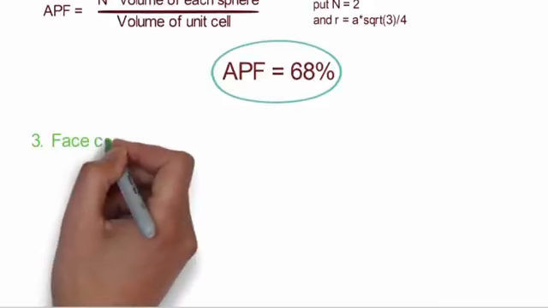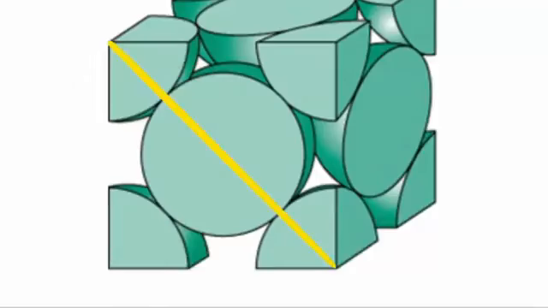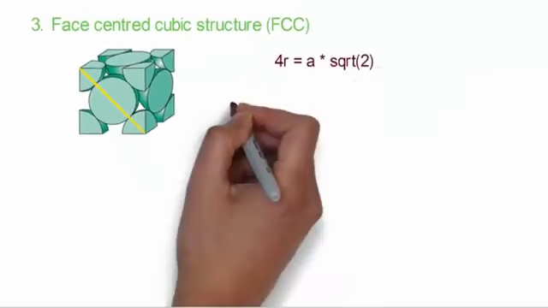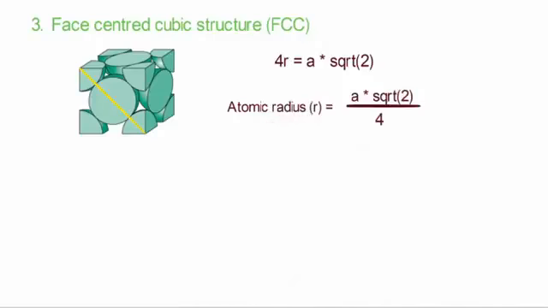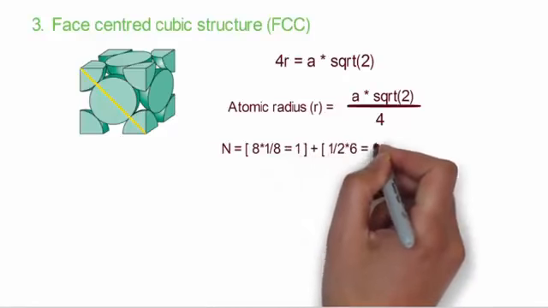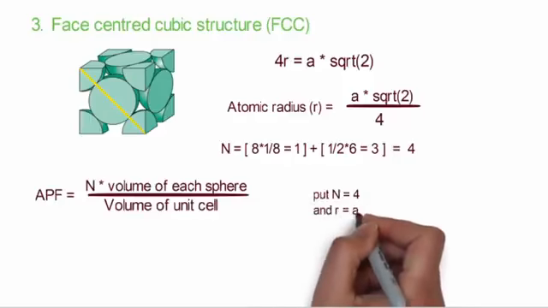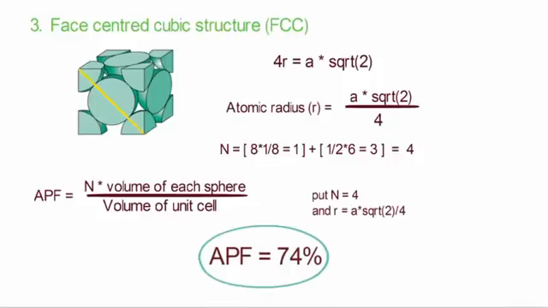Similarly, we can calculate packing efficiency of face-centered cubic structure. Here we can see the face diagonal, that is root 2 times A, is 4 times the radius of a sphere. So 4R equals A root 2 and atomic radius R equals A root 2 by 4. Here effective number of atoms inside a unit cell equals 4, that is 8 into 1 by 8 equals 1 at corners and half into 6 equals 3 at face centers. So putting all the values, we will get atomic packing factor equal to 74% for FCC.